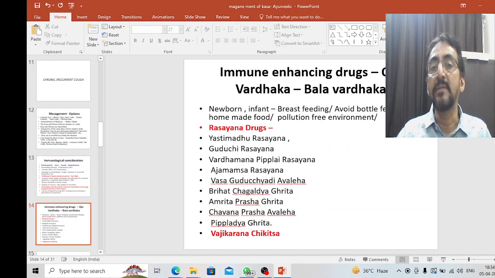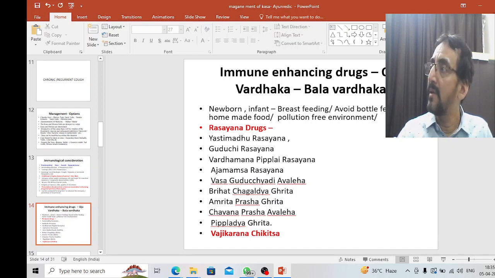Now, what are the common drugs which enhance the immunity that can be given in Ayurveda? Ojo Vardhaka or Bala Vardhaka treatment. For the newborn infant, we know that one of the best immunomodulator substances is breastfeeding. The incidence of upper respiratory tract infection and pneumonia is much higher in a baby which is not breastfed compared to a normal breastfed baby. For the baby, breast milk is the best immune enhancing factor. So for the newborn, breast milk is best.